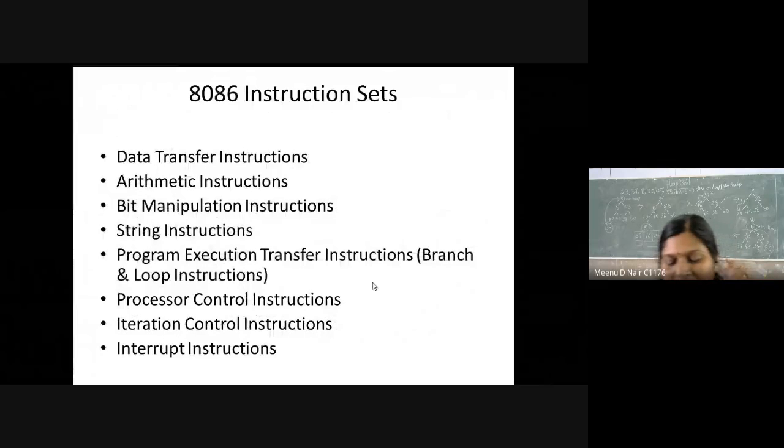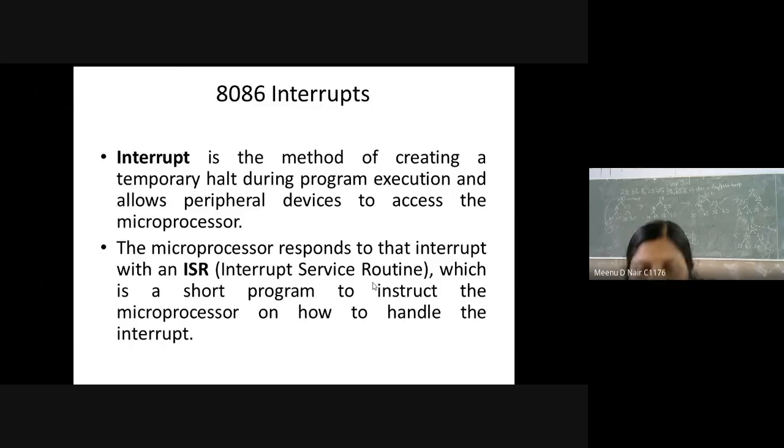Okay, so instruction set we will see later. Now we will finish up to interrupts. So what are the interrupts there in 8086? Interrupts here actually are of two types. First one is hardware interrupt. Second one is software interrupt. What is the definition of an interrupt? It is a method of creating a temporary halt during program execution and allowing peripheral devices to access the microprocessor.